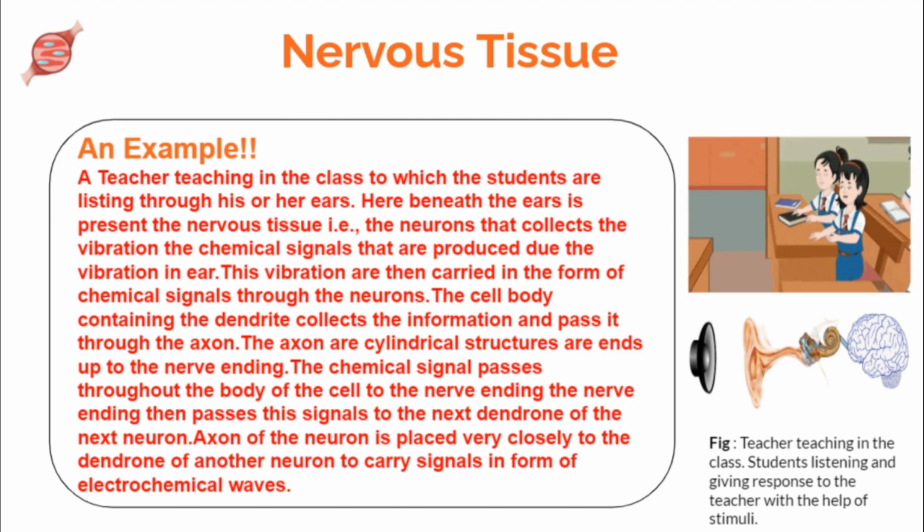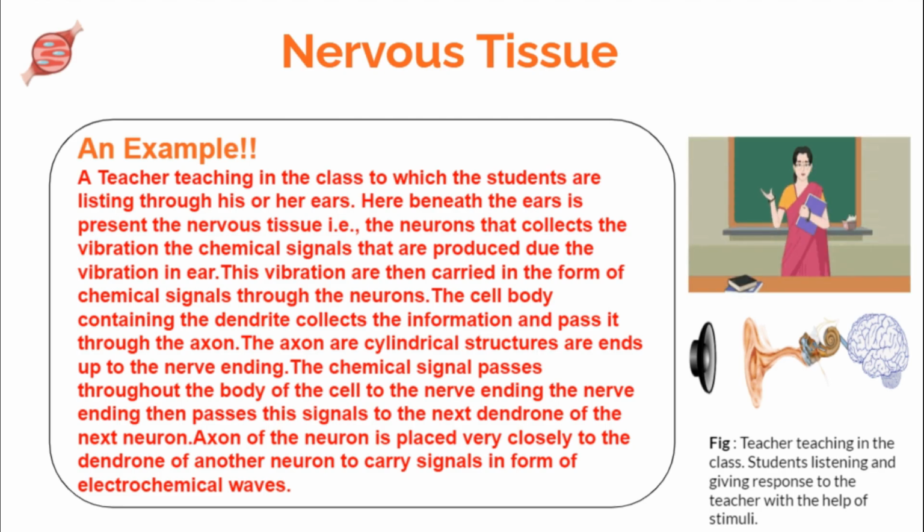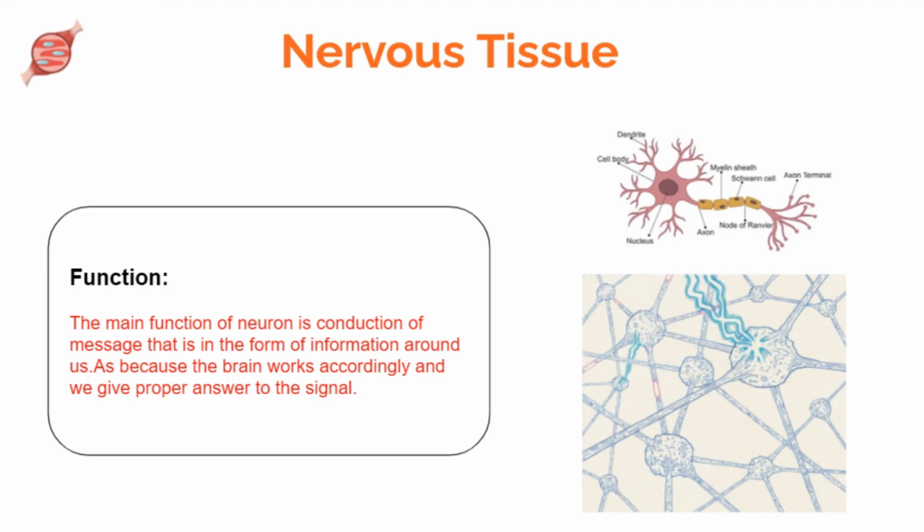Axon of one neuron is very closely placed to the dendrons of another neuron to carry impulses from one neuron to another in the form of electrochemical waves. Thus, they carry the message in the form of electrochemical signals to the brain or to the spinal cord to work accordingly. So this way, students, it is very important to study the function of the neuron, which is actually conduction of the message that is in the form of information around us, because the brain works accordingly so that we can respond to the signal.